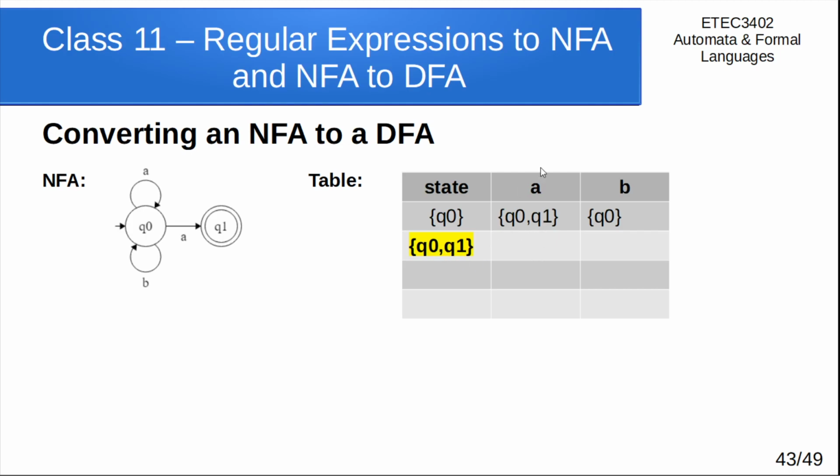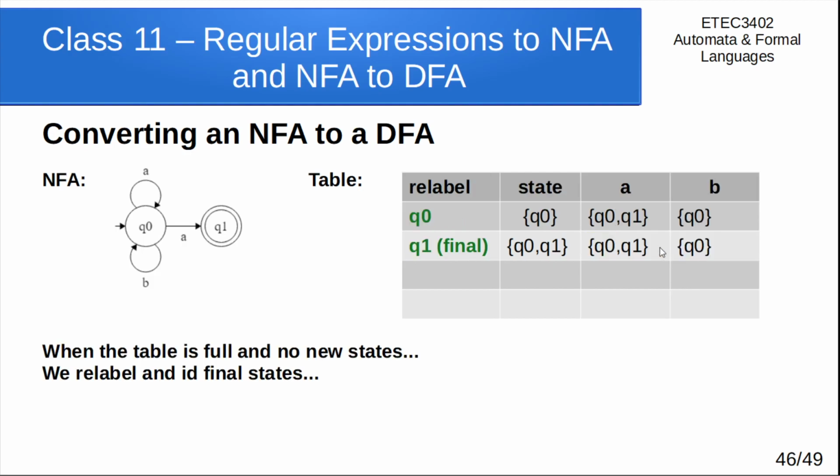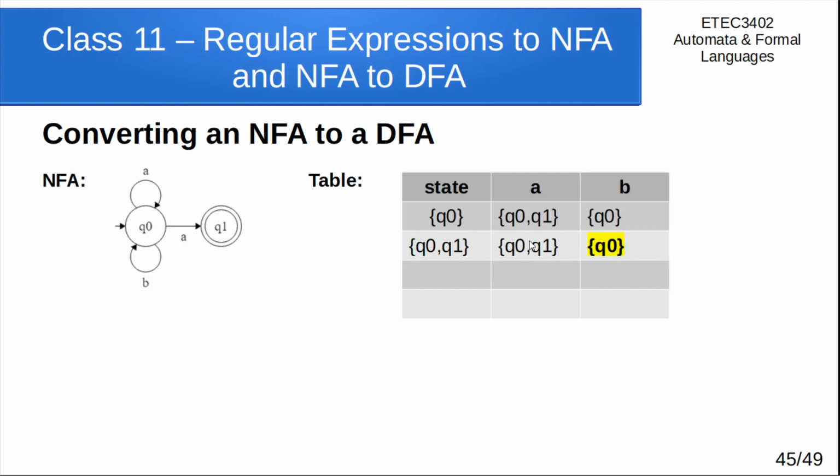So 0, 1 on an A. What do I do? Well, 0, 1 on an A can go to 0, can go to 1, that's it. So we add the 0, 1 set in there. Now we have an empty spot for B. Well, 0, 1 on a B can only go back to 0. So we add that, and now that we're at the end of the table, we look back at it and say, well, 0, 1 I already have, 0 I already have, so I'm done with the table now.